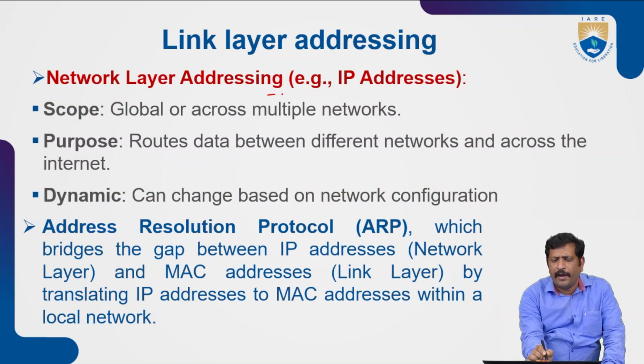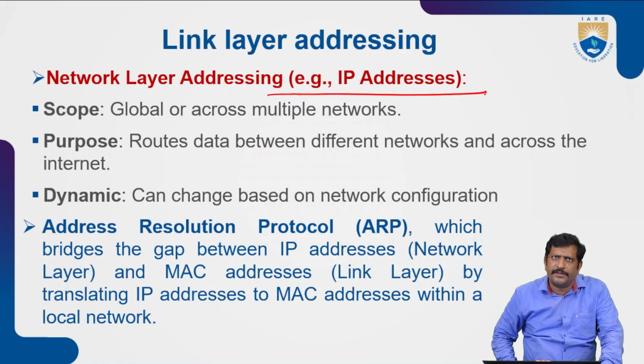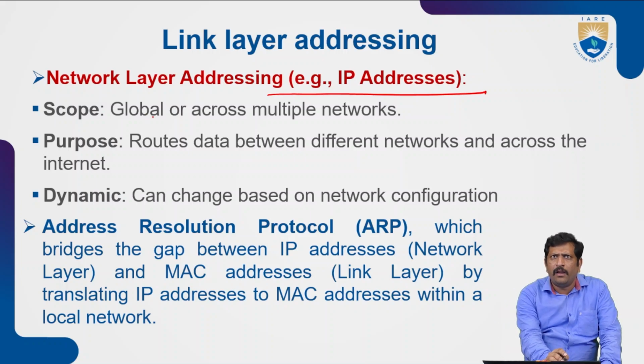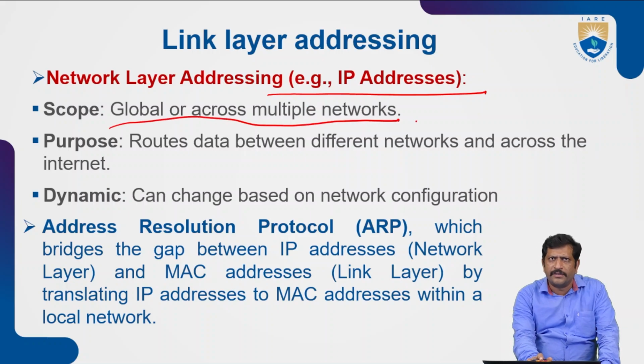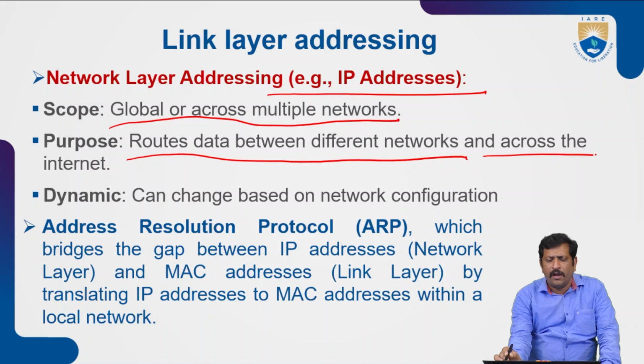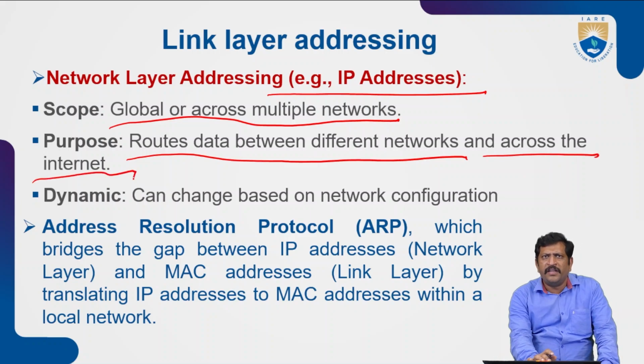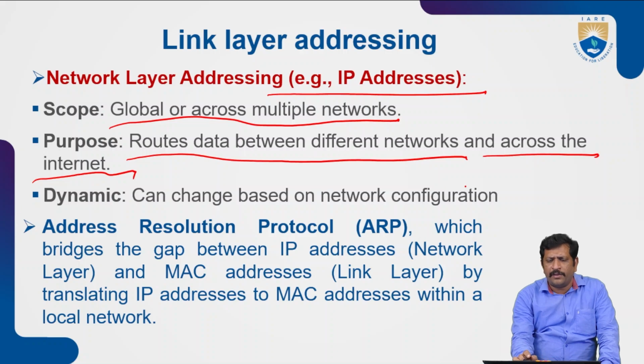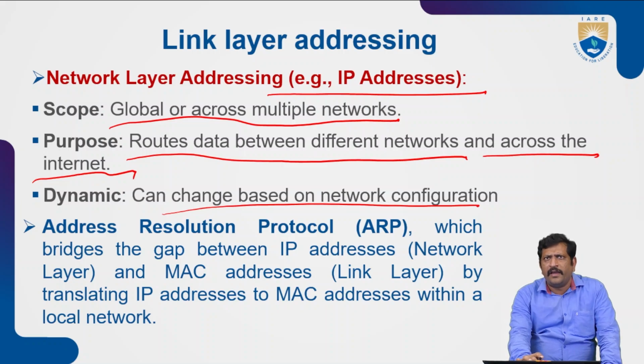Take network layer addressing. The example is IP addresses. The scope is global, across multiple networks. The purpose is to route data between different networks and across the internet. It can change based on the network or the configuration. Here link layer addressing is static, and network layer addressing is dynamic, meaning it can change based on the network or the configuration.